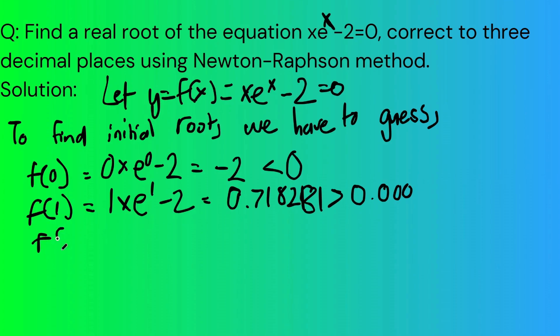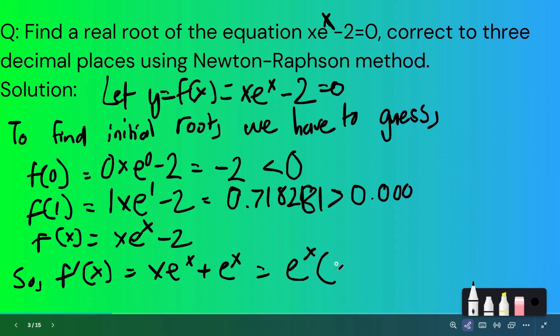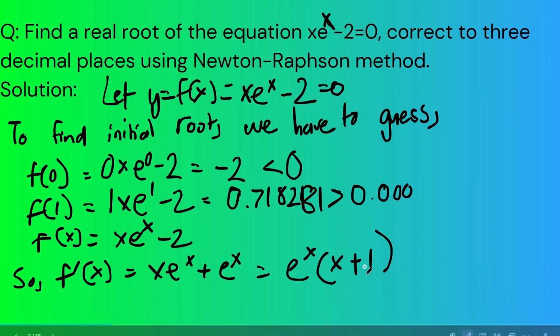So f(x) is equal to x e^x minus 2, and f'(x) is equal to e^x times (x plus 1). So this is the solution.